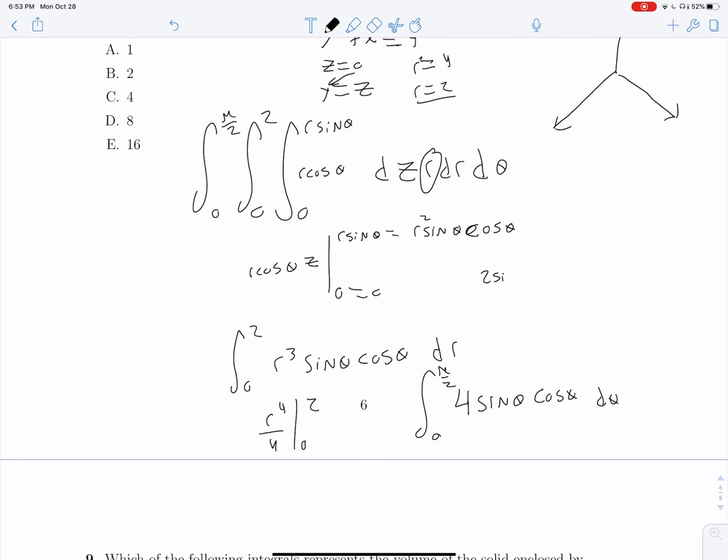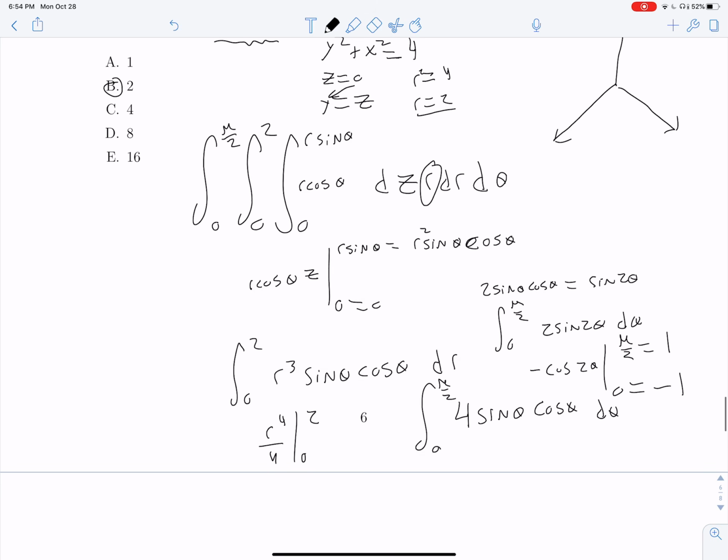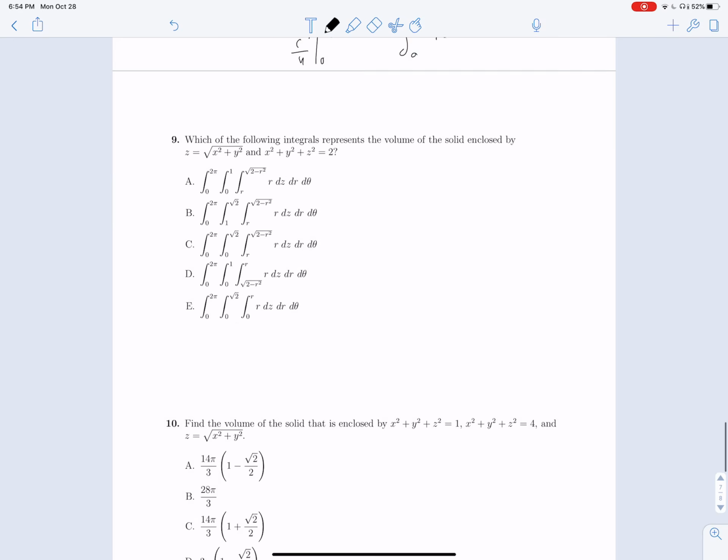Well, we know that 2 sine theta cosine theta is sine 2 theta. So this is the same thing as the integral from 0 to pi over 2 of 2 sine 2 theta d theta. And if we integrate, we're going to get negative cosine of 2 theta evaluated on 0 to pi over 2, which is going to be 1 minus negative 1, which is 2. And thank God, because that's the right answer, and I really don't feel like re-recording this stuff right now.